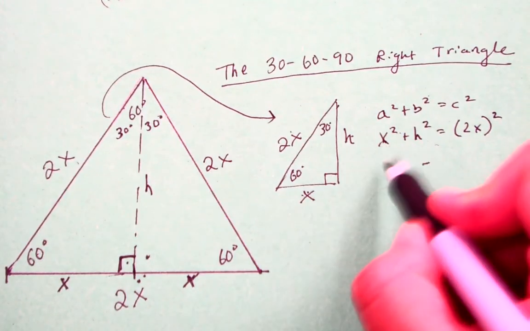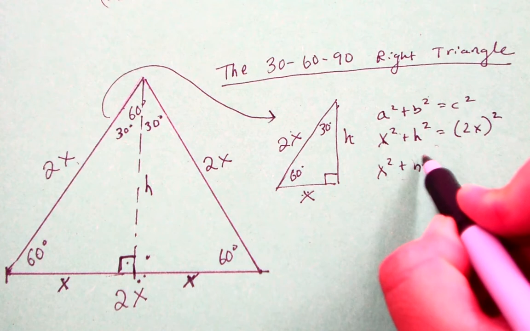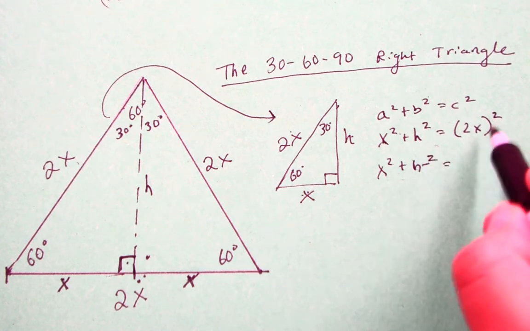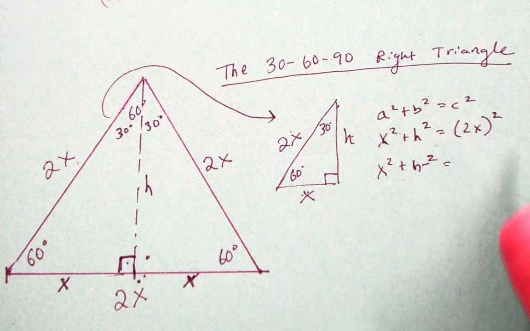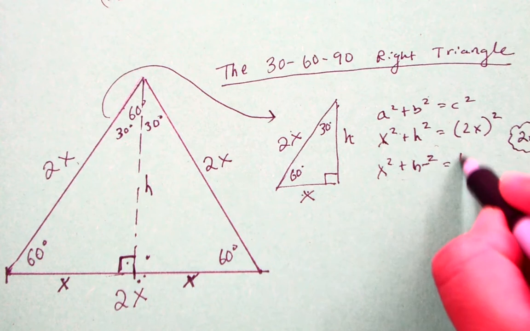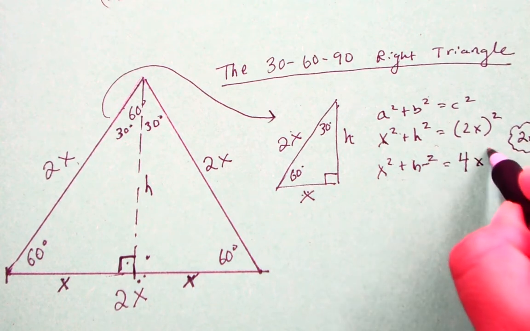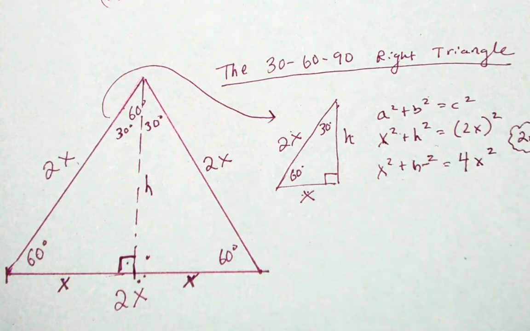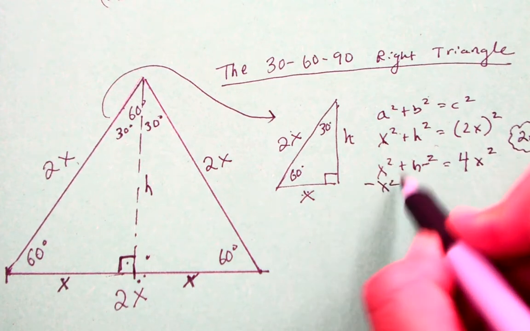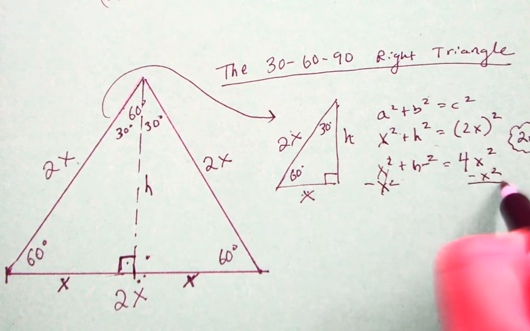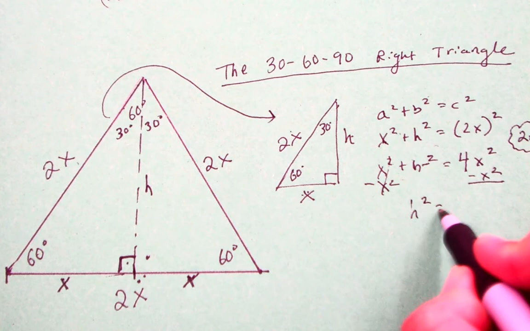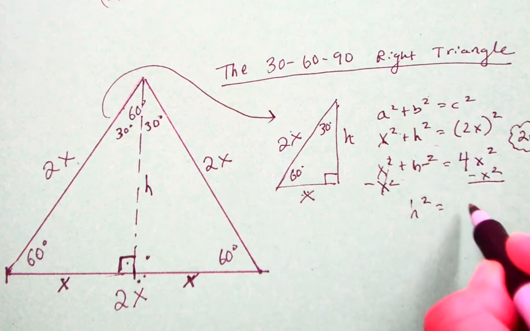Well, let's see. x squared is just x squared. I can't really simplify the left-hand side. However, the right-hand side, (2x) squared, remember, this really means, in your thought cloud here, 2x times itself. 2 times 2 is 4, and x times x is x squared. Okay, now we're getting somewhere. I'm going to gather my x squared terms together by using the rules of algebra. h squared is equal to, let's see, 4x squared take away 1x squared.